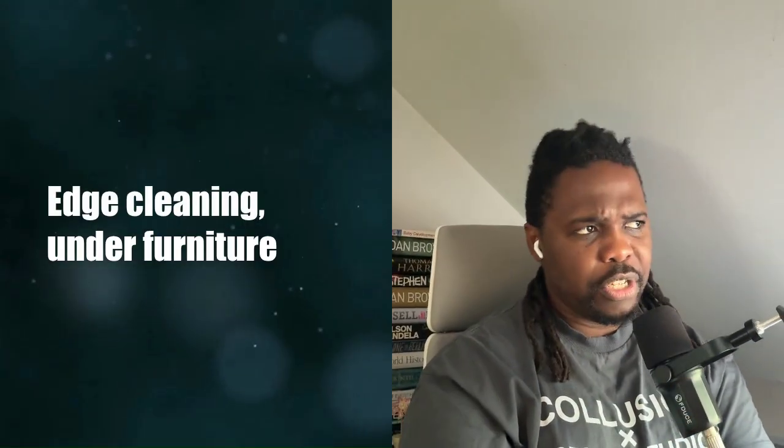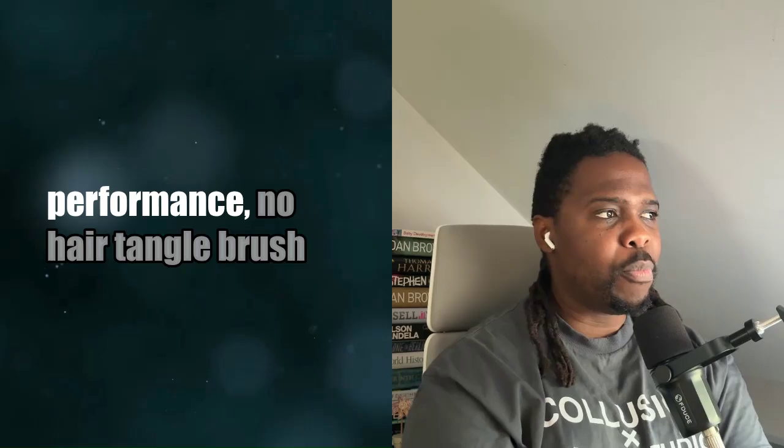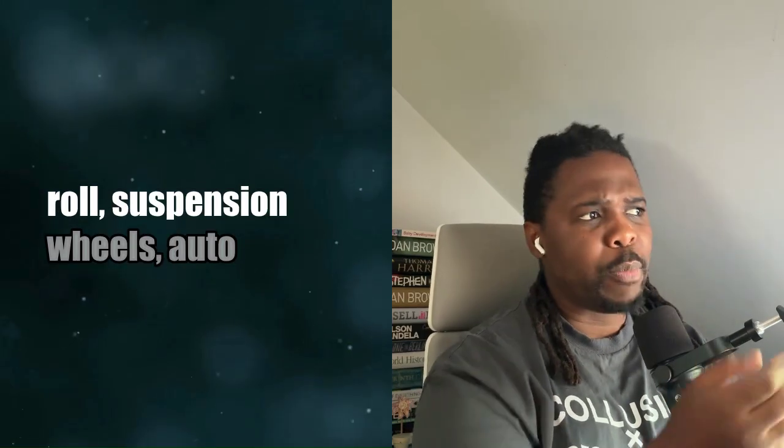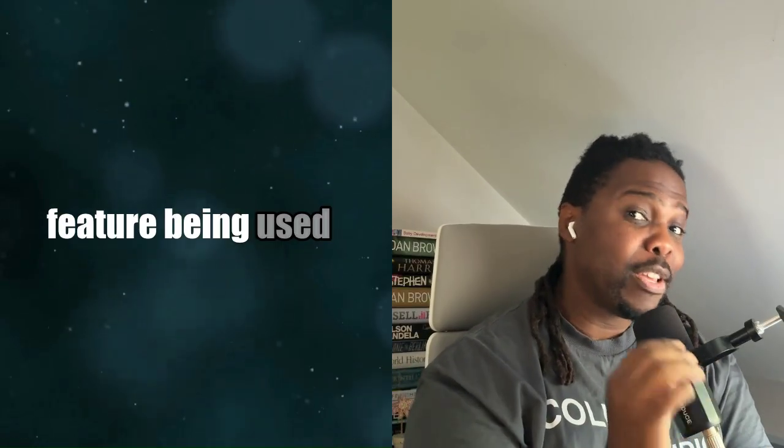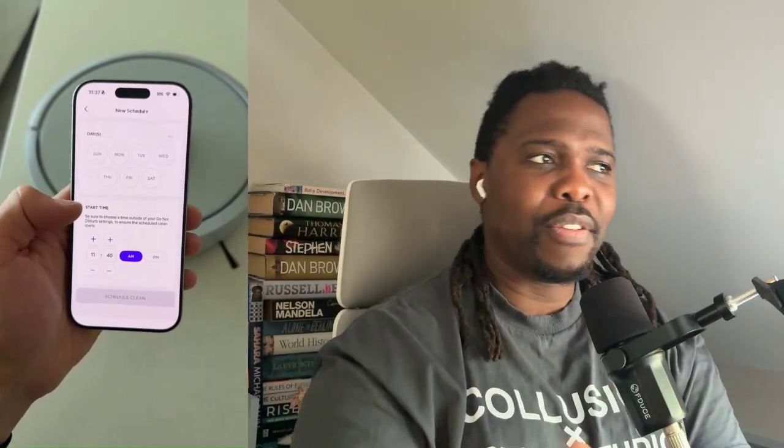Edge cleaning, under furniture reach, LiDAR mapping, carpet performance, no hair tangle brush roll, suspension wheels, auto return base, scheduling, matrix pattern cleaning. 9 features, 0 times the word feature being used. And here's the part that makes it genuinely smart. While the scripting is saying it's not because of edge cleaning, the camera is showing the vacuum doing the edge cleaning in real time. So the audio is denying it, but the visual is proving it. Both channels hitting simultaneously. And my friend, the double hit is why this script converts at a rate most affiliates will never reach by copying surface level formats.